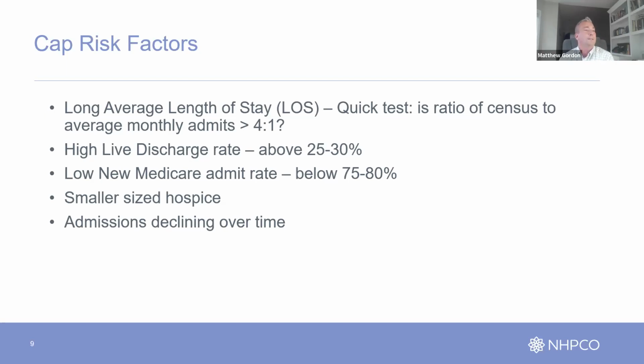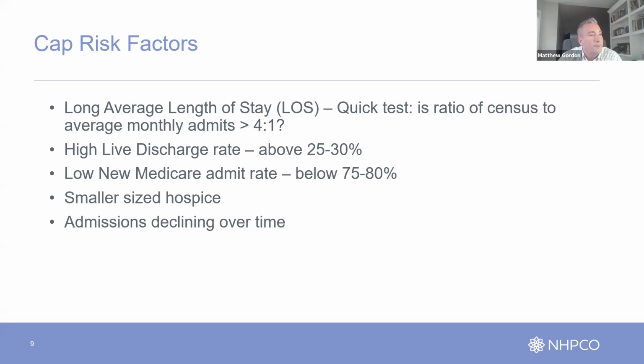All right. Let's say you're a hospice with a census around 40. What this means is, if you're a 40 hospice, you need about 10 admits a month to maintain good CAP health. All right, 10 or more. That's a 4 to 1 ratio. If your census is 40 and you're getting 6 admits a month, that implies a length of stay that is too high, and that's going to put you in CAP trouble.